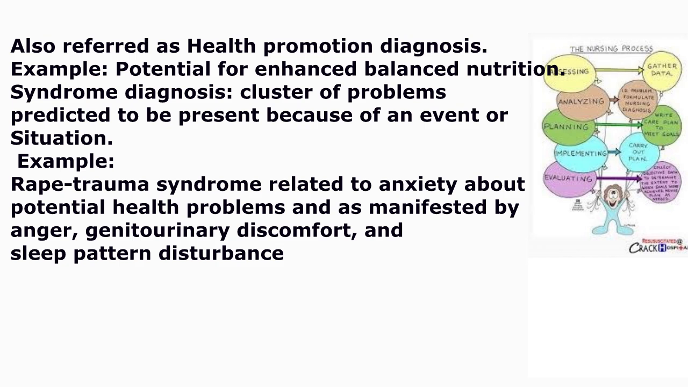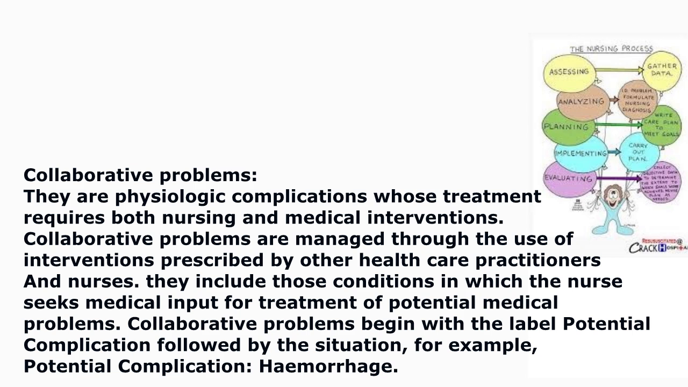pattern disturbance. Collaborative problems, they are physiologic complications whose treatment requires both nursing and medical interventions. Collaborative problems are managed through the use of interventions prescribed by other healthcare practitioners and nurses. They include those conditions in which the nurse seeks medical input for treatment of potential medical problems. Collaborative problems begin with the label potential complication followed by the situation, for example, potential complication, hemorrhage.